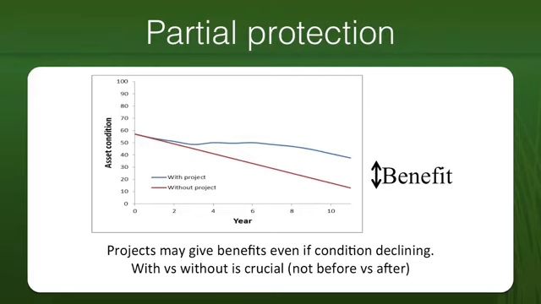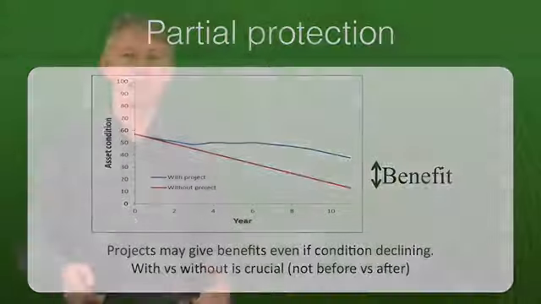And if we do the project, then there is still some reduction in the environmental condition, but it's not as bad as it would have been if we hadn't done something. So that blue line, by the end of the time period, is actually a bit lower than it was at the start, but it's higher than it would have been if we'd done nothing. So the project does have some benefits. So it's important to recognise that a project can give benefits even if the condition of the environmental asset is declining. So this concept, this approach of looking with versus without the project is really crucial.